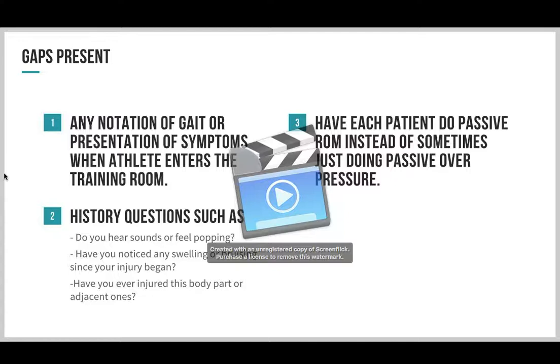And lastly, having each patient do their full passive range of motion instead of sometimes just doing passive overpressure. So I tend to get them to do it actively, and then I put them into passive overpressure, where I really feel like I would be able to understand more of what's happening if I took them through a full range of passive. That allows me to, one, see how their body part moves independently, and then really be able to assess that full range of motion.